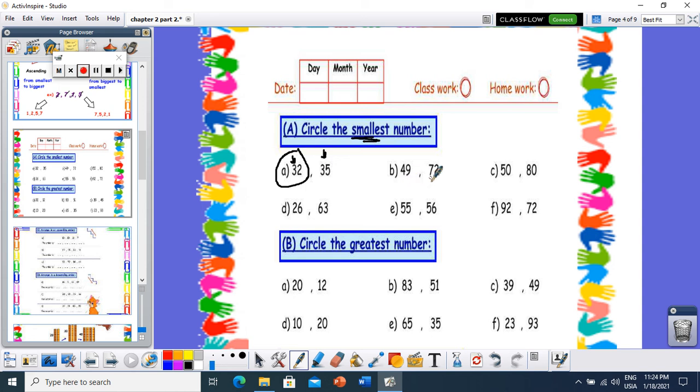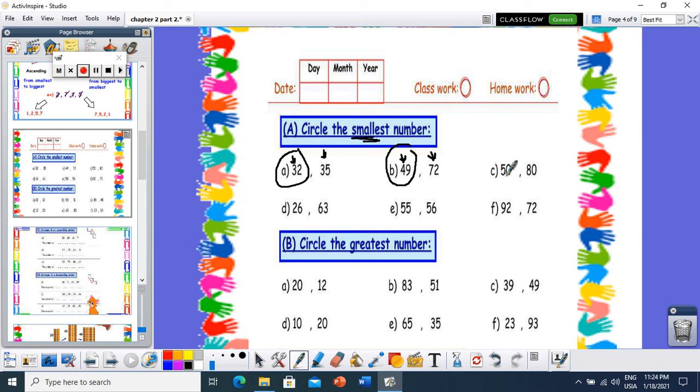49 and 72. Which number is the smallest? I have to look at the tens. Here I have 4 in the tens and here I have 7. So which tens is the smaller, 4 or 7? 4. Excellent. So I circle the smaller number, which is 49.